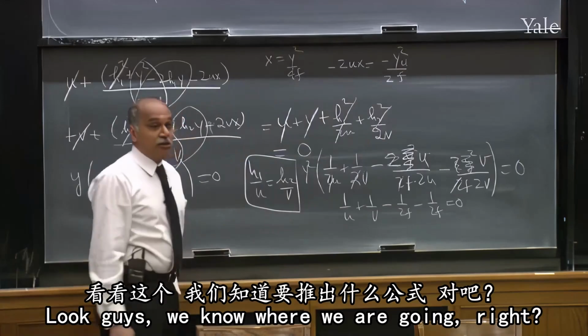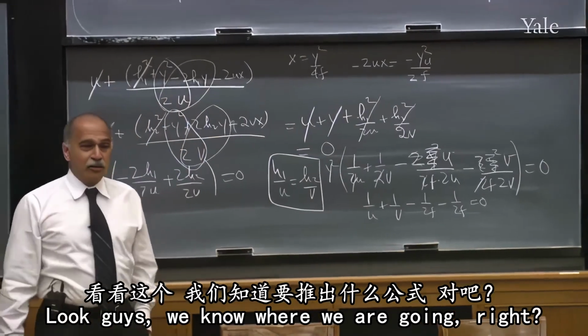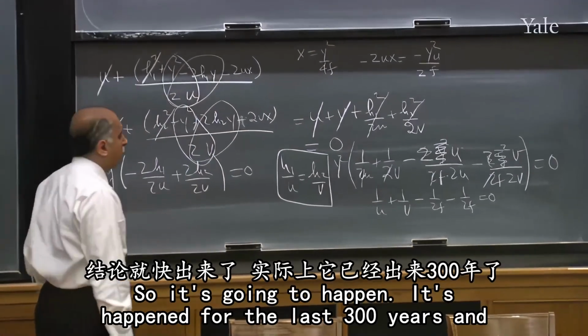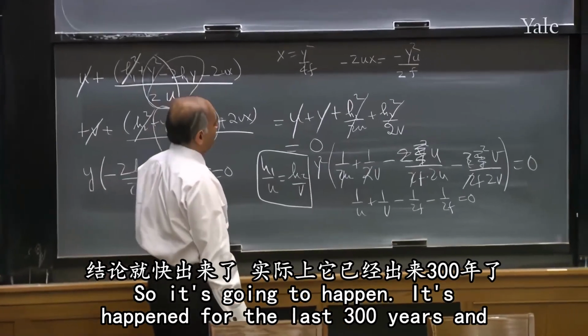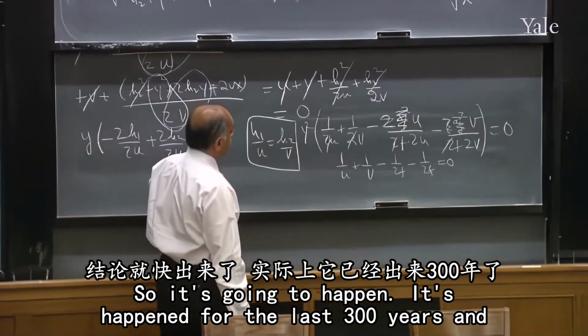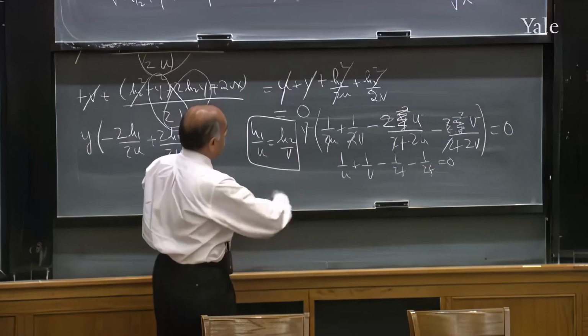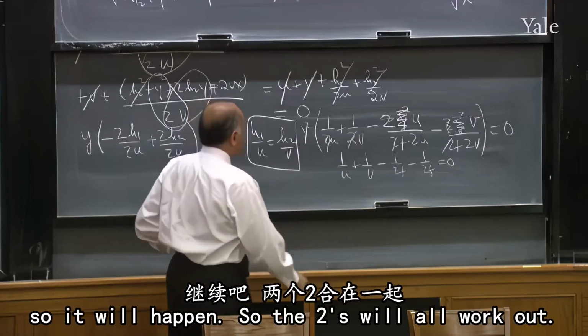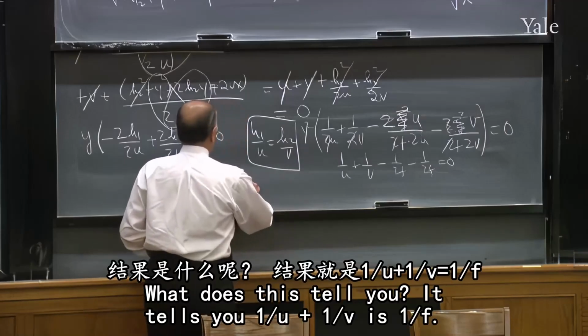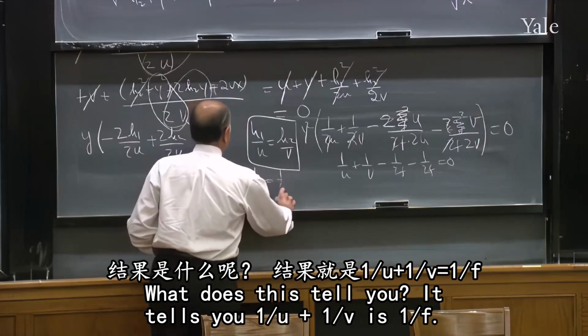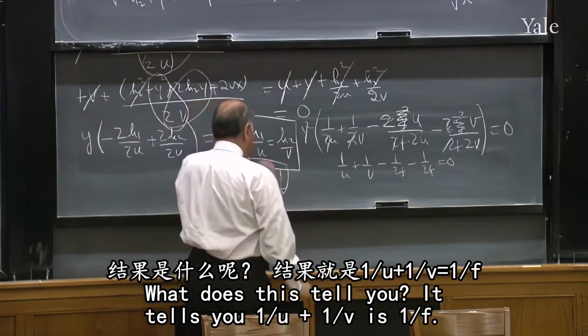Look, guys, we know where we are going, right? So it's going to happen. It's happened for the last 300 years, and I'm not going to change it. So the 2's will all work out. What does this tell you? It tells you 1 over u plus 1 over v is 1 over f.